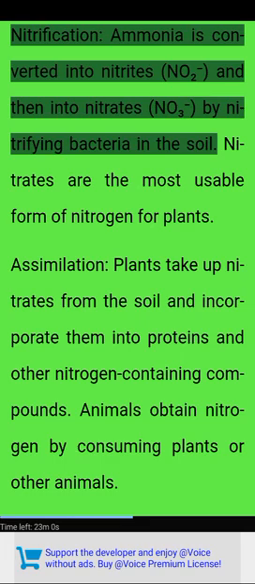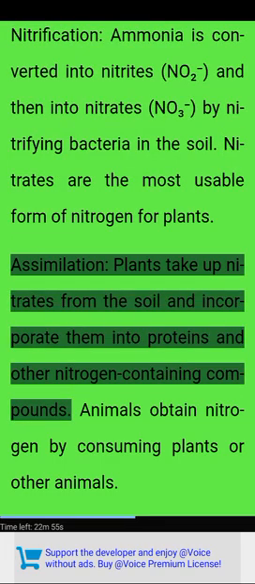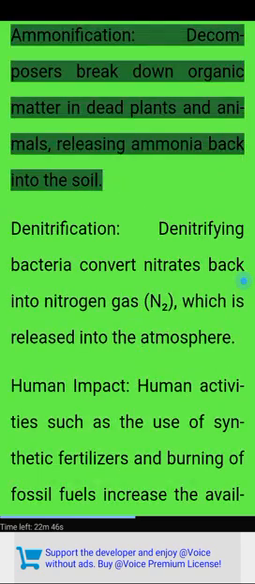Nitrification: ammonia is converted into nitrites (NO2) and then into nitrates (NO3) by nitrifying bacteria in the soil. Nitrates are the most usable form of nitrogen for plants. Assimilation: plants take up nitrates from the soil and incorporate them into proteins and other nitrogen-containing compounds. Animals obtain nitrogen by consuming plants or other animals.